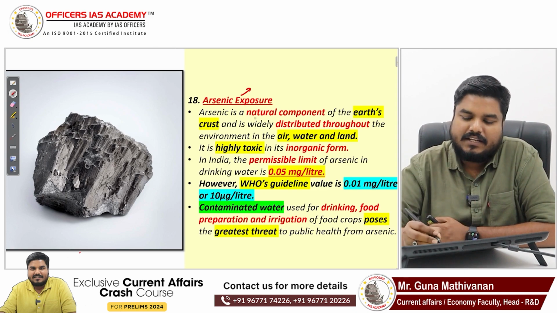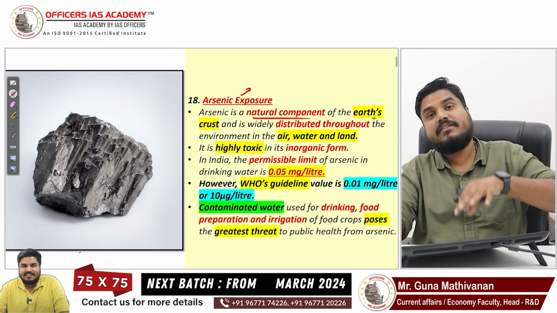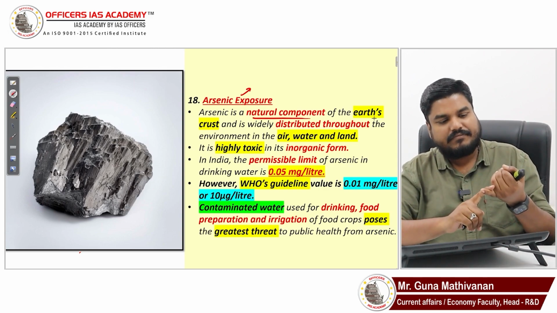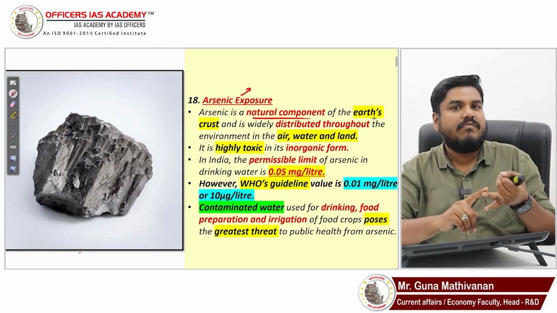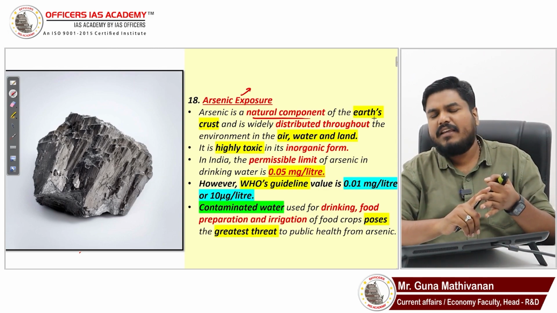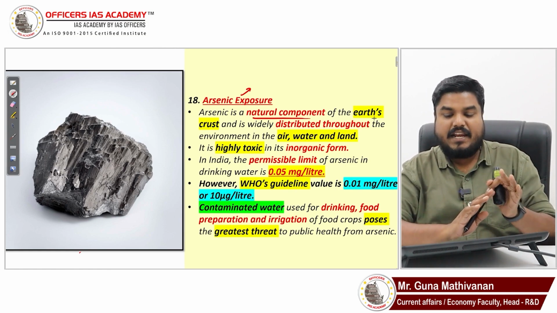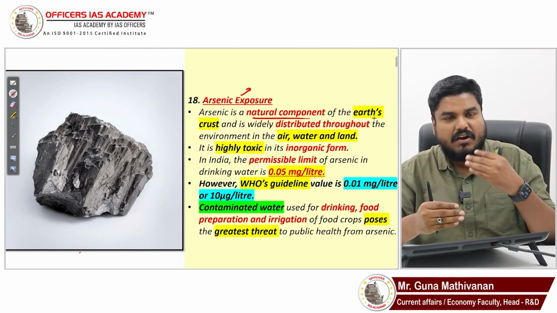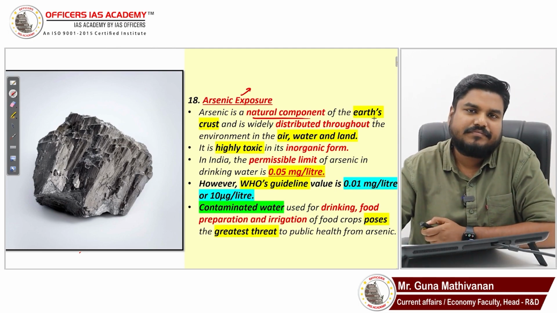In today's video, we are going to discuss arsenic pollution and arsenic exposure. See, arsenic is a natural component found in the Earth's crust. In the environment, it is found in the air, in the water, and in the land. It is highly toxic, especially in its inorganic form.